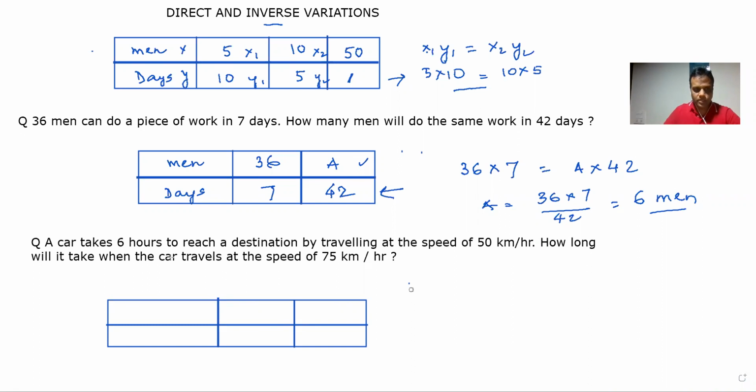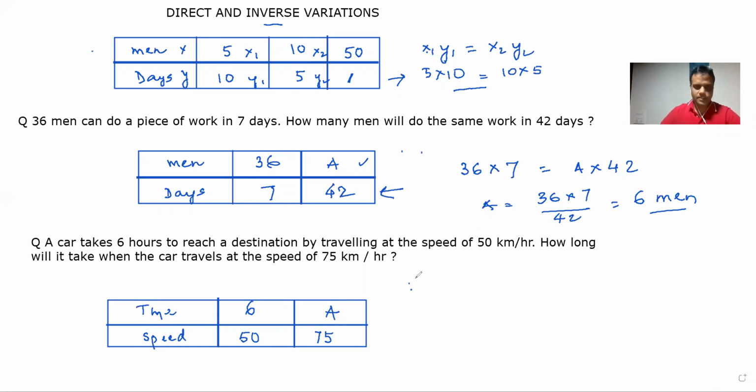So now if you read the question, it says there are two variables, time and speed. So I'll just write here time. And the second one is speed, not distance, but speed. So a car takes 6 hours to reach a destination by traveling at the speed of 50 kilometers per hour. How long will it take? So how long means I'll assume a variable A when the car travels at the speed of 75 kilometers per hour.